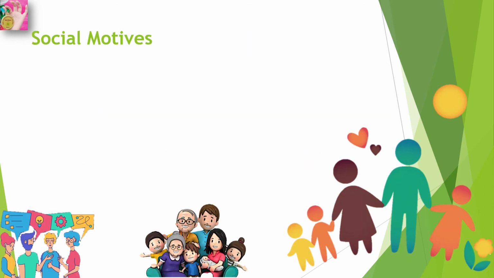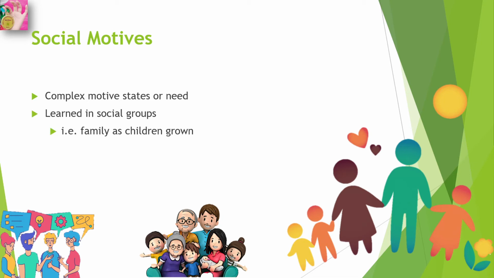Now, social motives are complex motive states or needs that are the wellsprings of human actions, and they're called social because they are learned in social groups, especially in the family as children grow up, and because they usually involve other people. And social motives are generally persisting characteristics of a person.